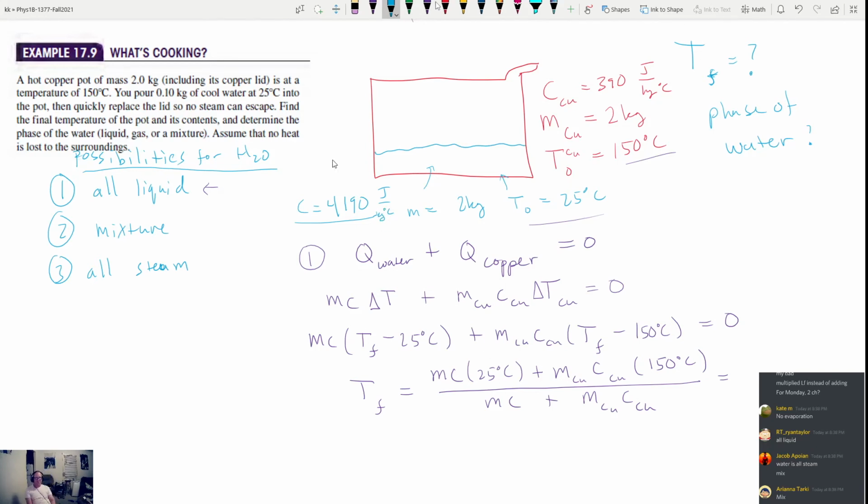All right, so if we plug all those numbers in here, what we get is... Wait, what was the initial... I wrote something wrong. This isn't right. The mass of the water was only 0.1 kilogram. I'm sorry about that. All right, so what do we get? Anyone get an answer?